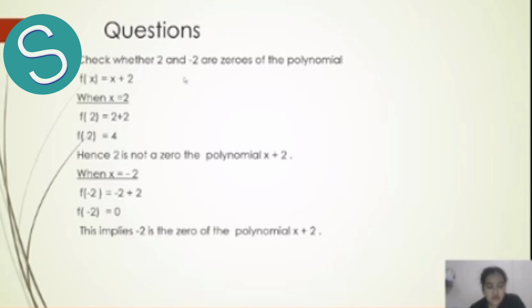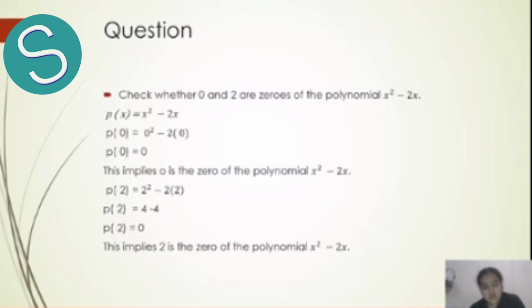So we are supposed to check whether 2 and minus 2 are 0 of the polynomials. So 2 is not a 0 of this polynomial x plus 2, but minus 2 is a 0 of the given polynomial. Next question is, check whether 0 and 2 are zeros of the polynomial x square minus 2x.